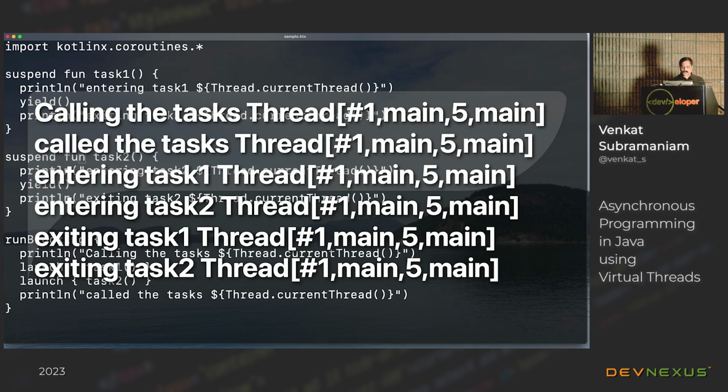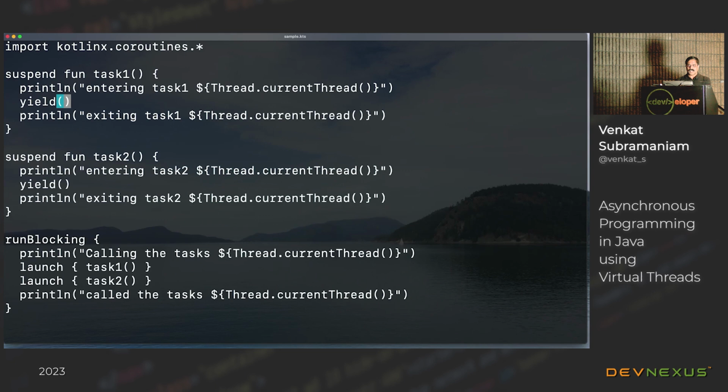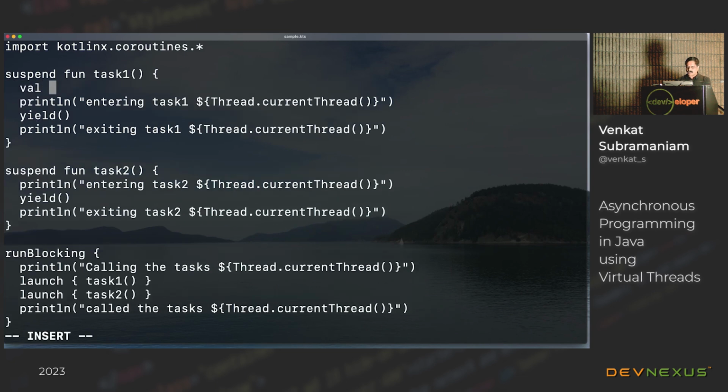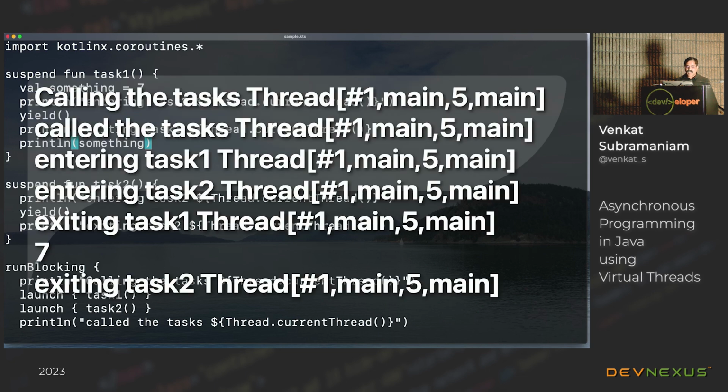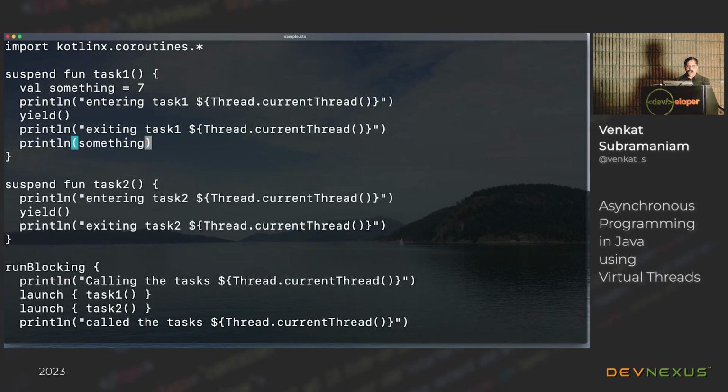Now, of course, what is really wicked and weird here is, if I were to say here, val something is equal to 7, and I'm going to come down here and print out something right there, and when I execute the code, when I finish the task 1, it tells me the value of that something is 7. How in the world does it remember the state that was initialized here, and it quit right here and came back, and yet it remembers the state? You know the answer for that: continuations.